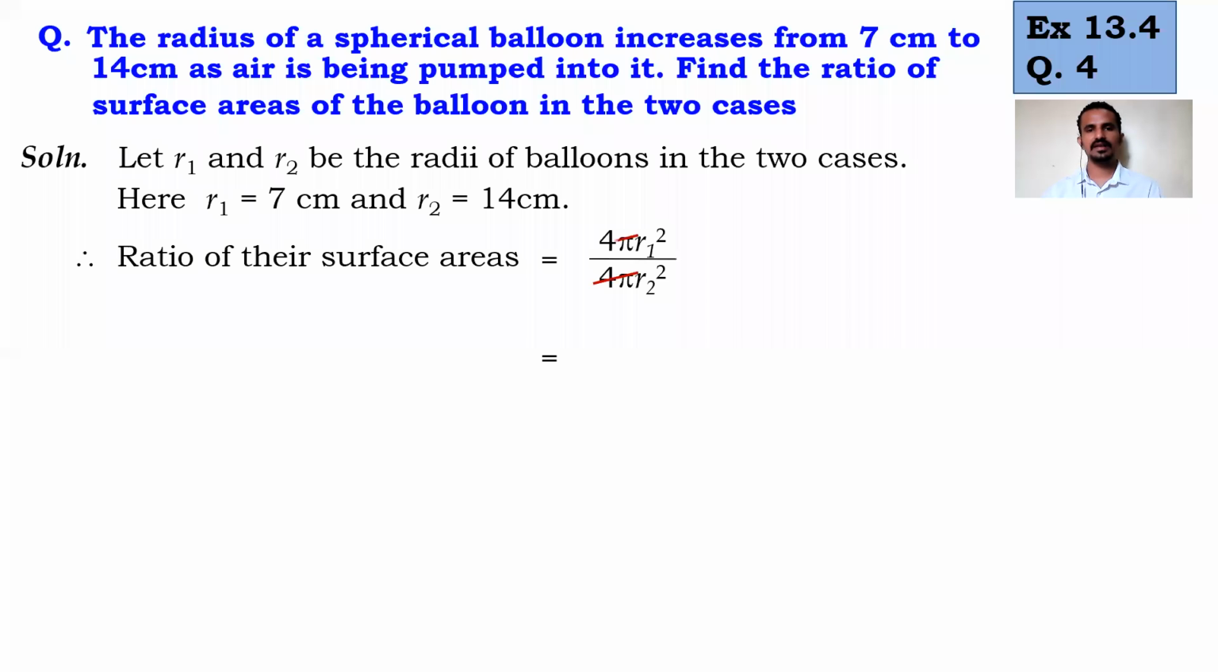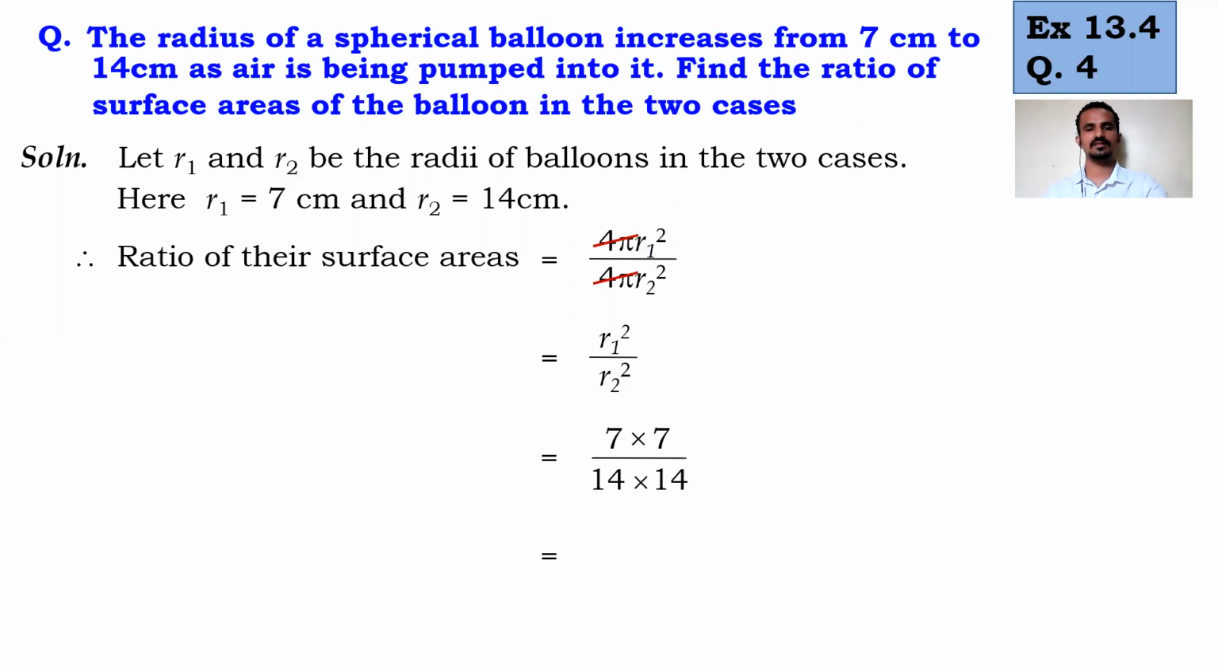So here we can cancel this 4 pi in the numerator and in the denominator. Okay, so you're only left with r1 upon r2, and that too again it is squared. So you can say r1 square upon r2 square. Okay, you can also substitute the values. So when we substitute the values, r1 square means 7 into 7, and r2 square means 14 into 14. Okay, so 7 into 7 upon 14 into 14.